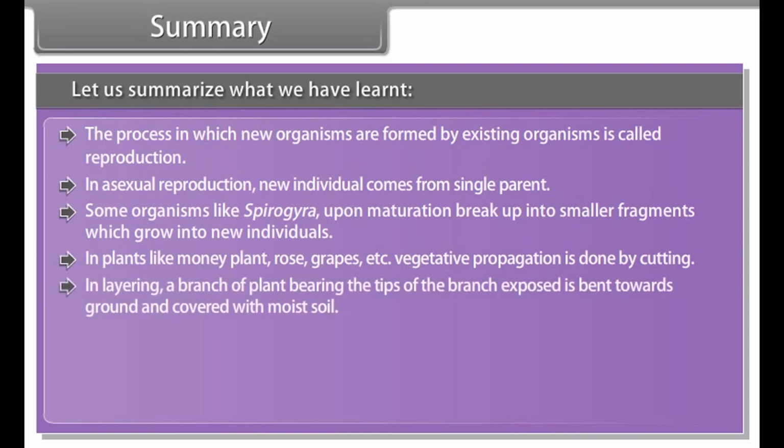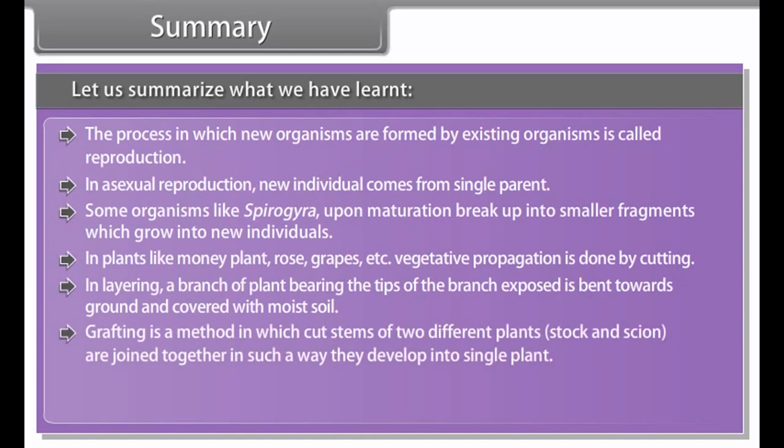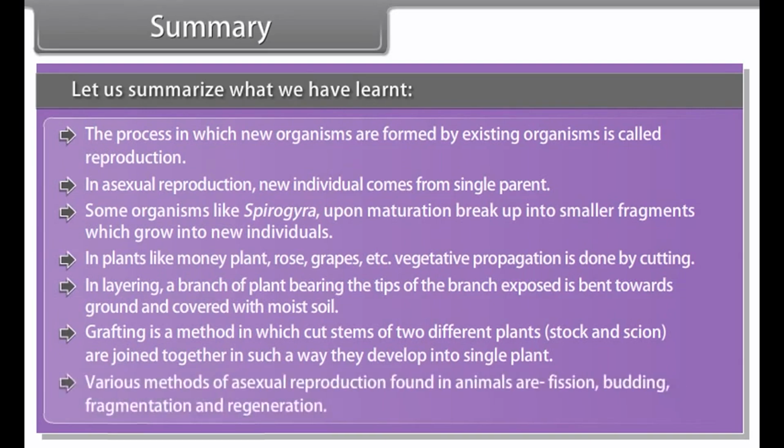In layering, a branch of plant with the tip of the branch exposed is bent towards the ground and covered with moist soil. Grafting is a method in which cut stems of two different plants, stock and scion, are joined together in such a way that they develop into a single plant. Various methods of asexual reproduction found in animals are fission, budding, fragmentation, and regeneration.